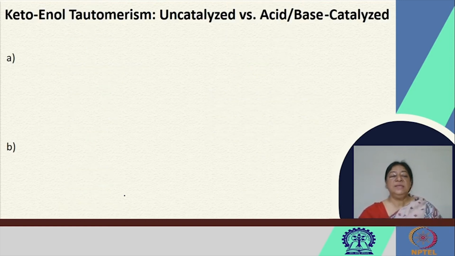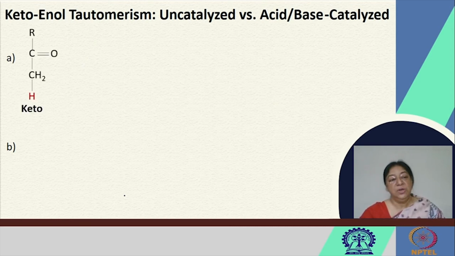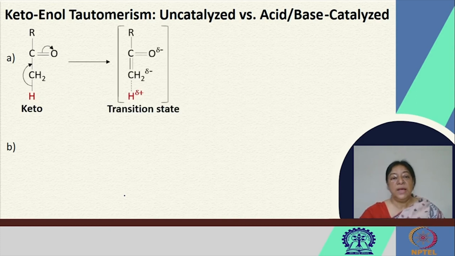So when we look at these particular reactions and see an acid-base reaction, we have, say, a keto. This can now form an enol form in a tautomeric reaction. So we have the keto and we have the enol form. Now this reaction can be catalyzed. So we have the uncatalyzed reaction.